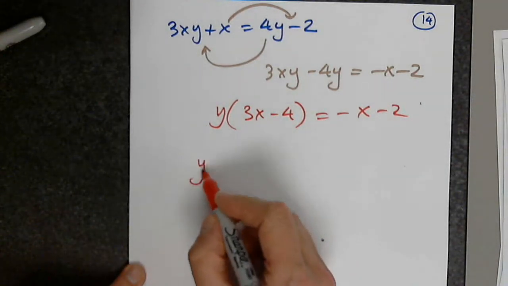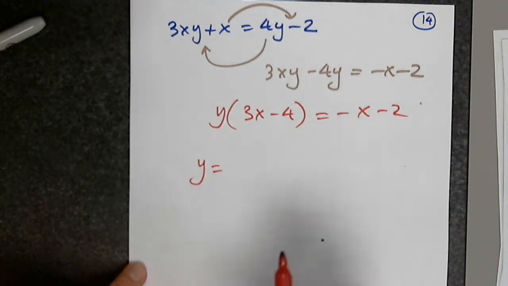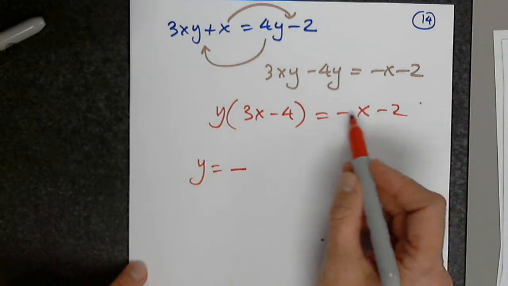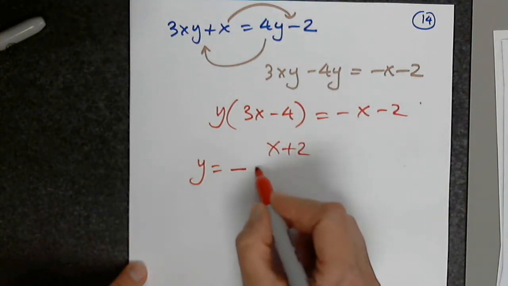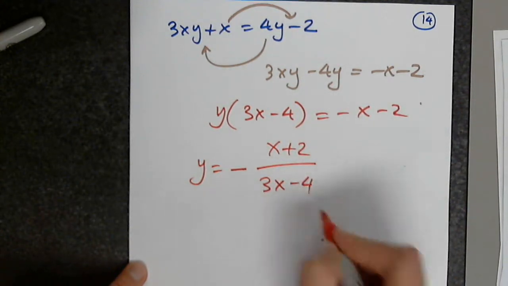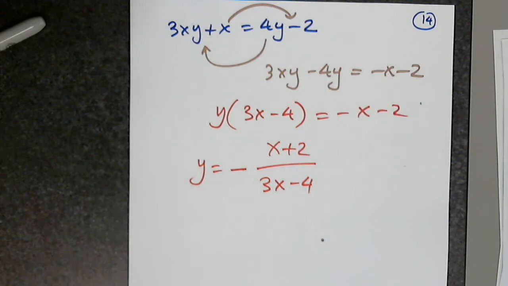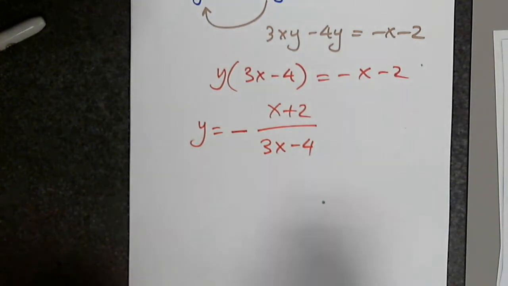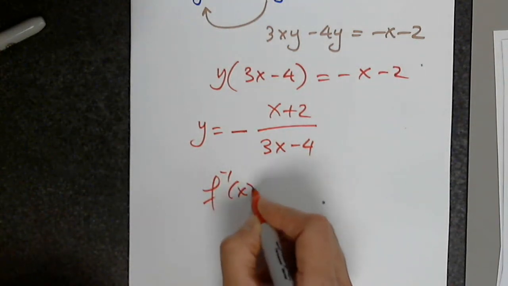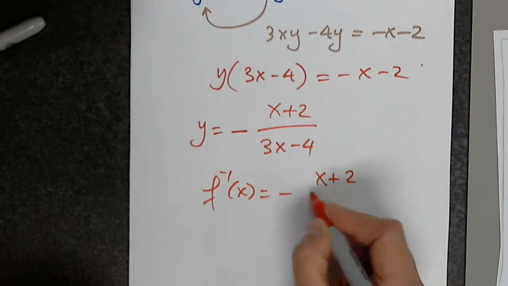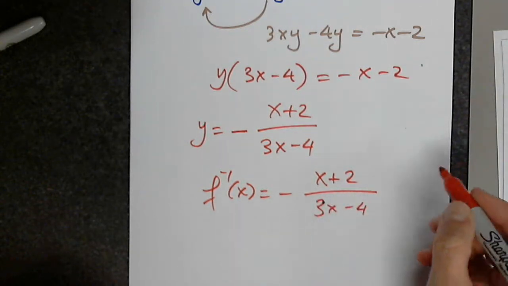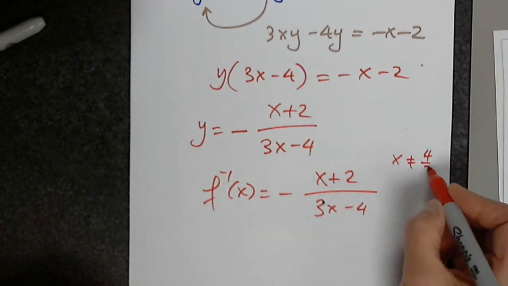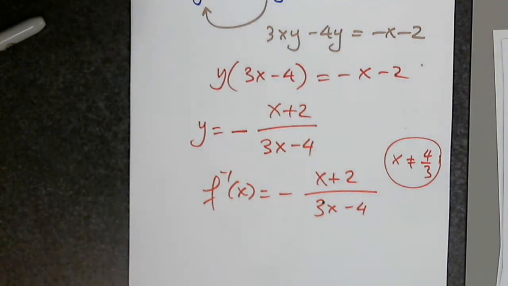And y equals? Negative in front as if you're factoring out. That's the elegant way. And as you know, the negative goes with the top. So therefore, final simplified form, I should state that x is not 4/3. That should be included as the domain.